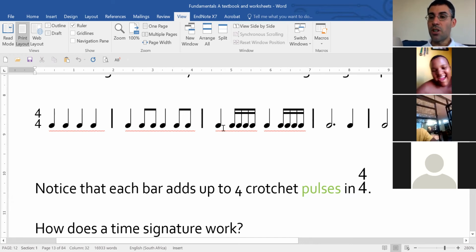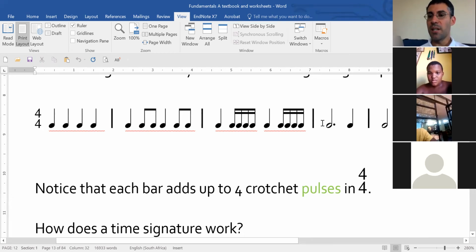Then we've got a crotchet, 4 semiquavers. Remember, you can get 4 semiquavers in 1 crotchet, so this is also equal to 1 crotchet. Another crotchet, then 4 semiquavers is equal to 1 crotchet. 1, 2, 3, 4. We finished the pattern, so we put a bar line.